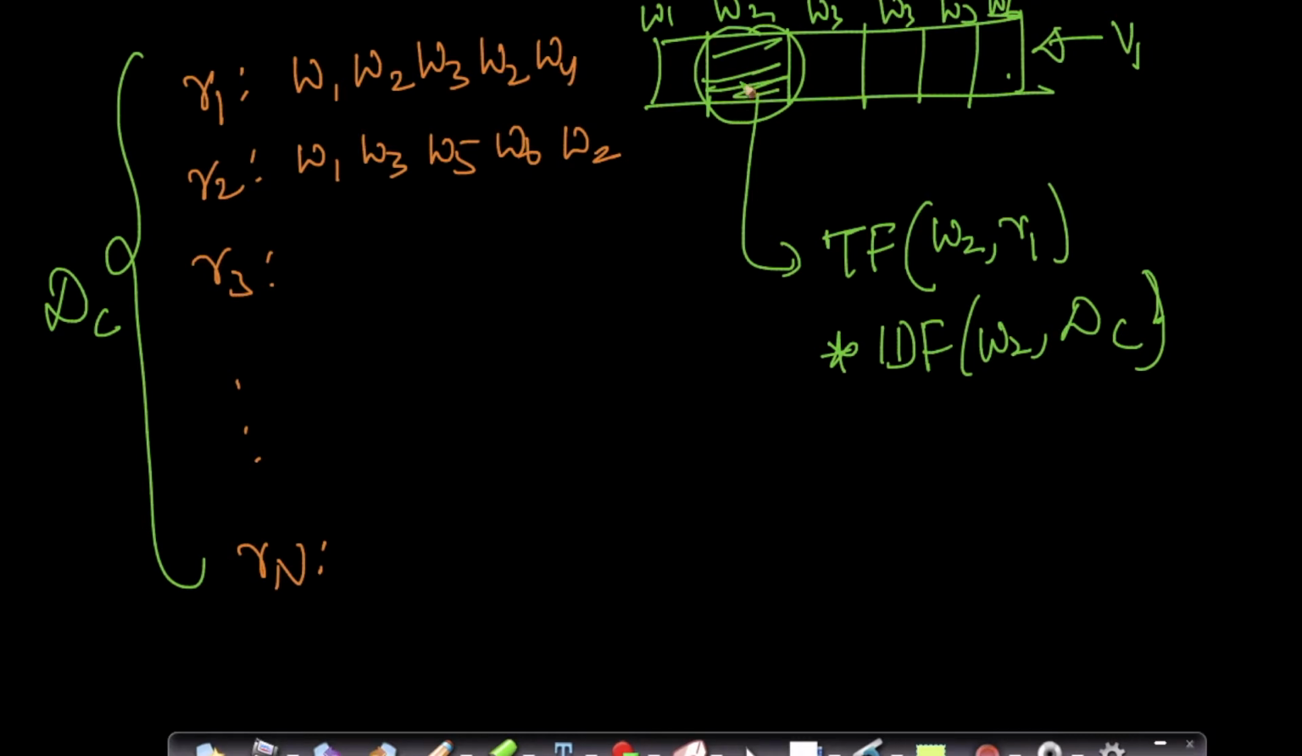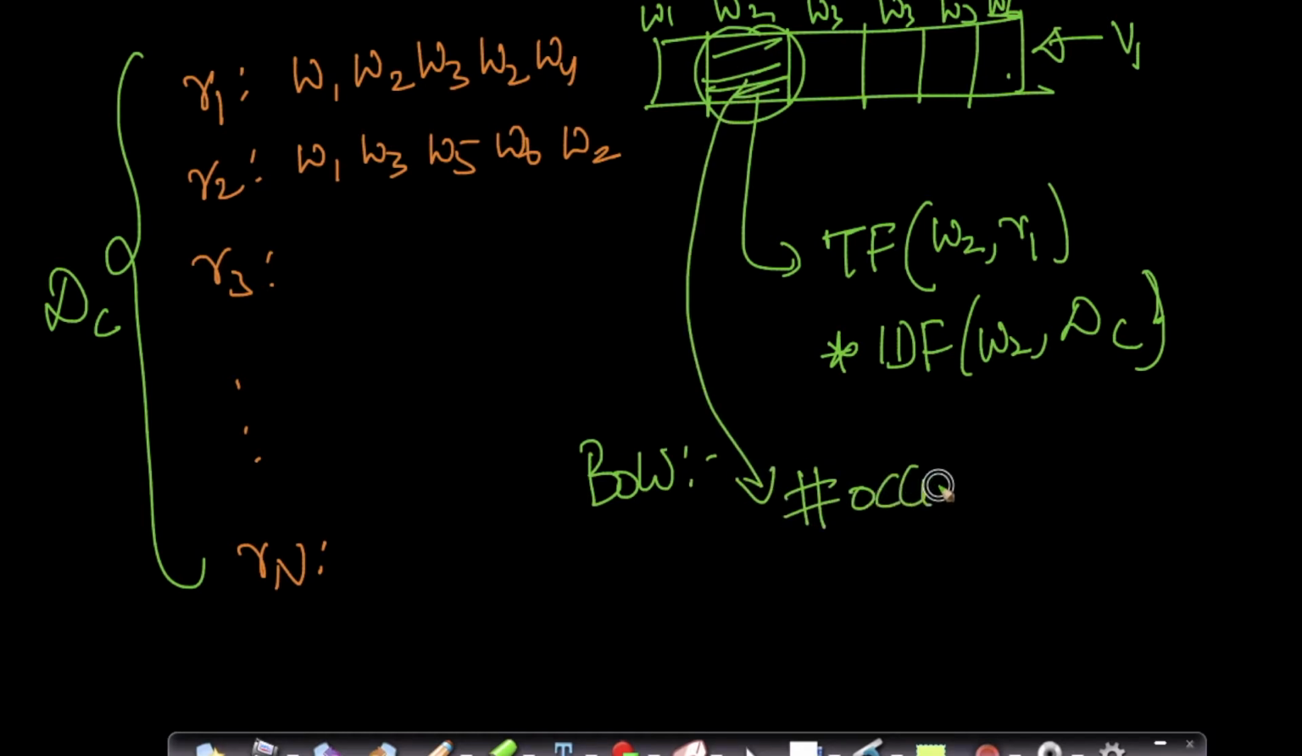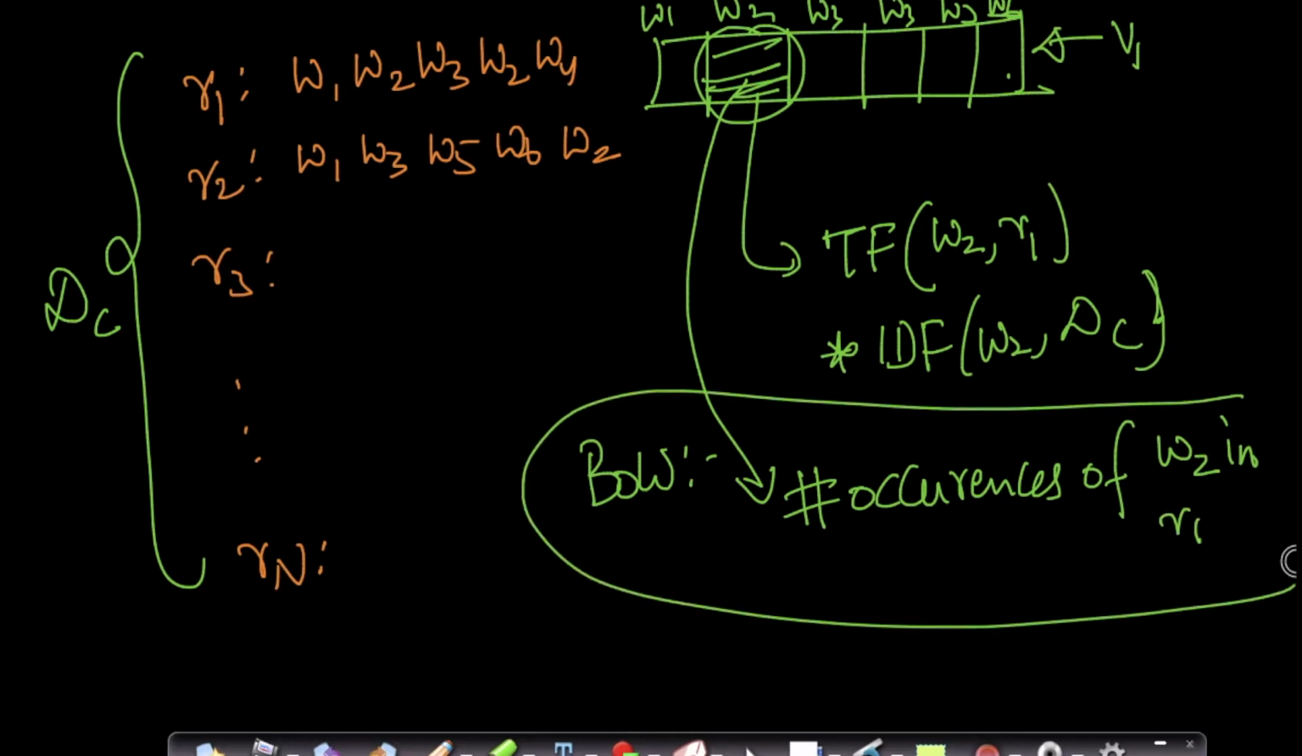Earlier, what were we doing here? In bag of words, what did we do? In bag of words, we simply said number of occurrences. We simply put the number of occurrences of W2 in R1. That's what we did. In TF-IDF, we have this interesting formula. Let's understand why this formula is important.